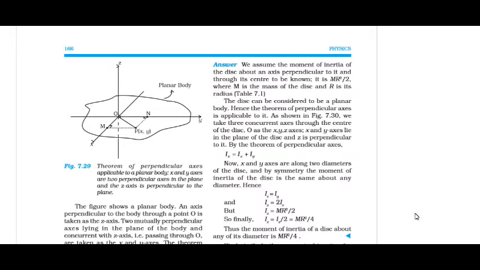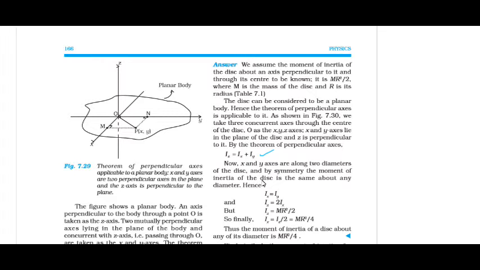So in our case, MR square by 2, where M is the mass of the disk and R is its radius. The disk can be considered to be a planar body. Hence the theorem of perpendicular axis is applicable to it. As shown in figure 7.30, we take three concurrent axes through the center of disk O as x, y, z axis. x and y axis lie in the plane of the disk and z is perpendicular to it. By the theorem of perpendicular axis, Iz is equal to Ix plus Iy.